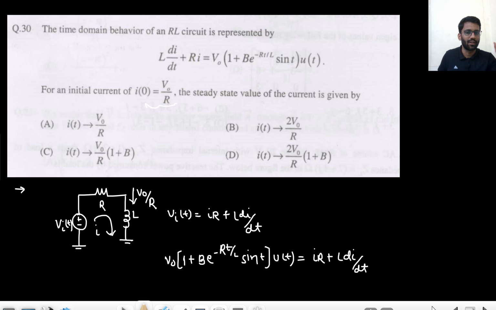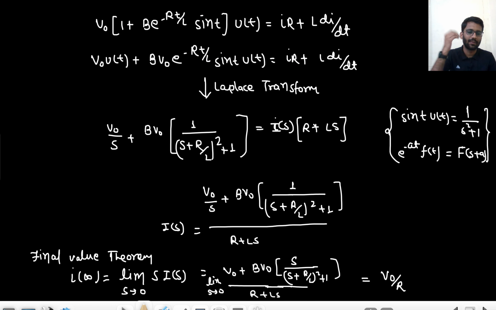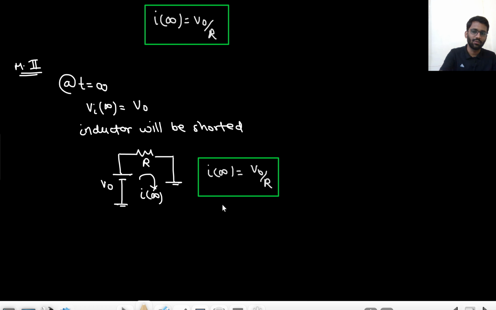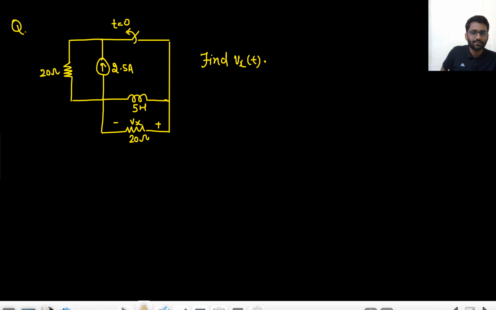Steady state means t equals infinity. If you put t equals infinity, V naught is my voltage. What is the condition? The inductor is shorted, so the current will be V naught by R. That's it. That is my answer. Or you can solve by Laplace. If it doesn't click you, then you will do this much calculation and get to the final answer. But if it clicks you, it's two steps, right?